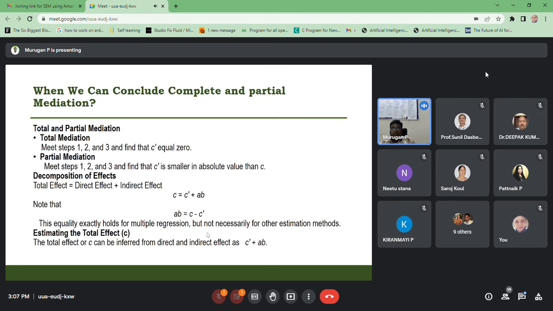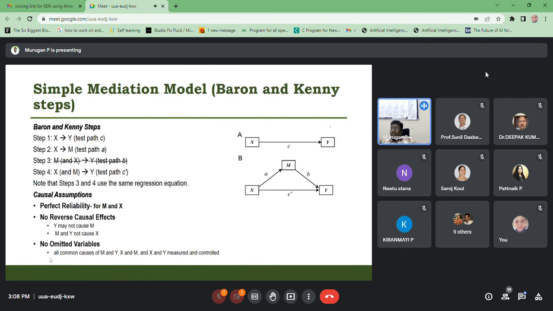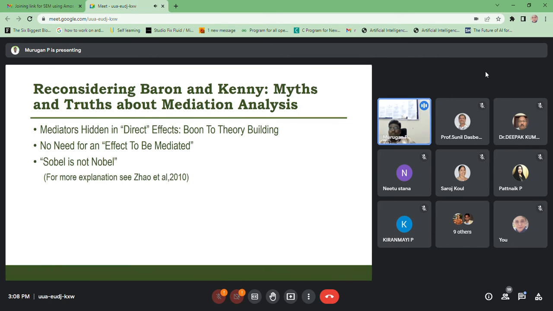Then the second point is: no need for an effect to be a mediator. This point is related to the Baron and Kenny steps. One of the strict rules given by Baron and Kenny was that there should be a significant relationship between X and Y in the first step. Then only can you go and test the rest of the relationships available in your model. This is one of the strict thumb rules proposed in the Baron and Kenny paper. Now in the Zhao et al. paper, they raise an objection to that assumption, stating that there are practical instances where X and Y may not be significantly related directly, but through some other mechanism, they can be related. That's the point.